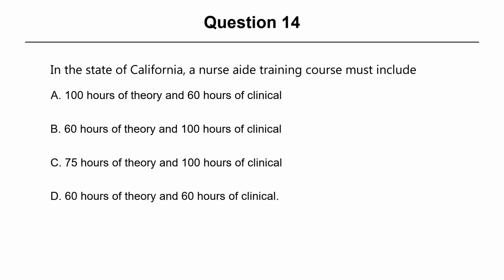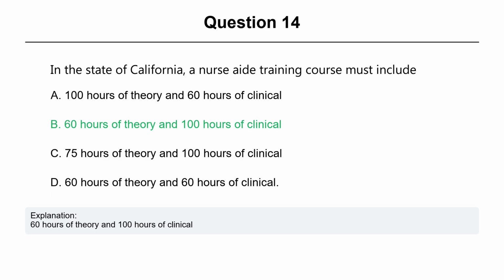Question 14. In the state of California, a nurse aid training course must include option A, 100 hours of theory and 60 hours of clinical. Option B, 60 hours of theory and 100 hours of clinical. Option C, 75 hours of theory and 100 hours of clinical. Option D, 60 hours of theory and 60 hours of clinical. The correct answer is option B, 60 hours of theory and 100 hours of clinical.